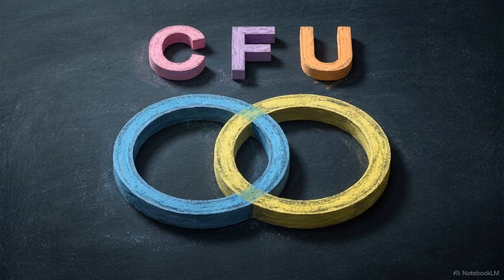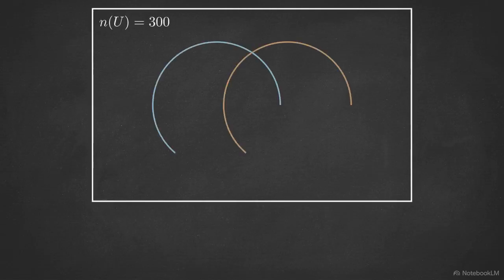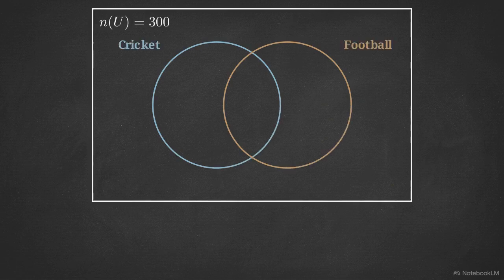To build our Venn diagram, we work from the inside out. Since the number of people who like both games is currently unknown, we label that central intersection as X. We also know that 25 people liked neither sport, so we place that number outside the circles but within the boundary of the survey population.